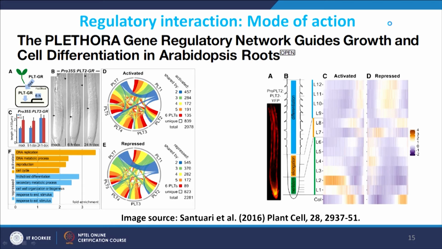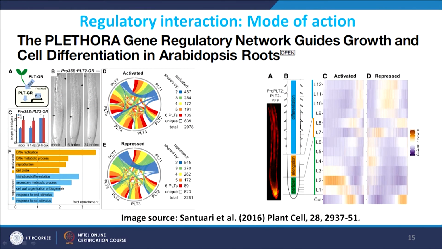If you quantify the global expression of genes in the wild type and the mutant of a particular transcription factor, you can identify which genes have altered expression levels in the mutants, and then you can establish that they are getting regulated. This kind of study was taken up very recently to identify global genes regulated by PLETHORA genes.